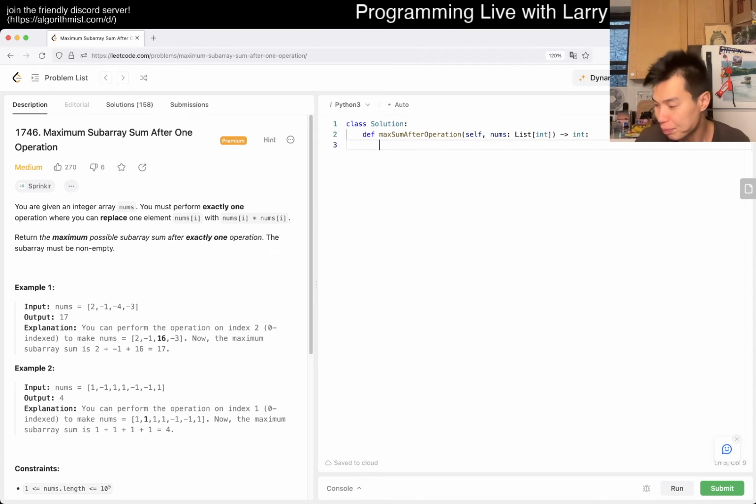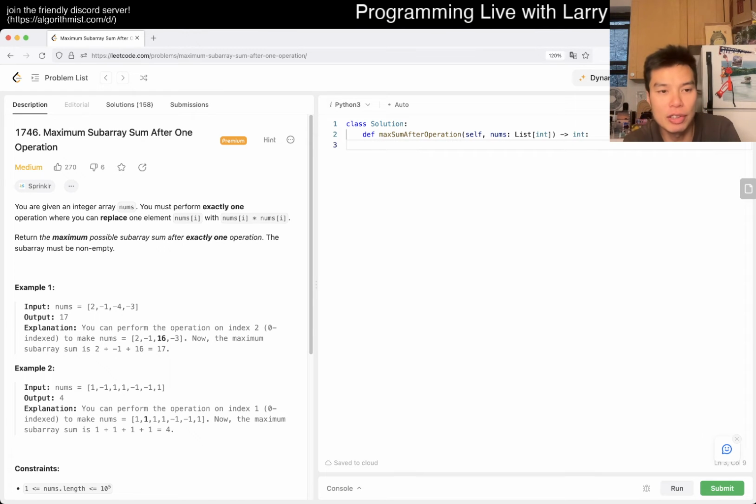Alright, it's finally loaded. Today's problem is 1746, maximum subarray sum after one operation. So you're given an integer array nums, you must perform exactly one operation, where you replace one element nums[i] with nums[i] squared. Return the maximum possible subarray sum after exactly one operation. Okay, that's interesting. I mean, that's actually a cute problem.